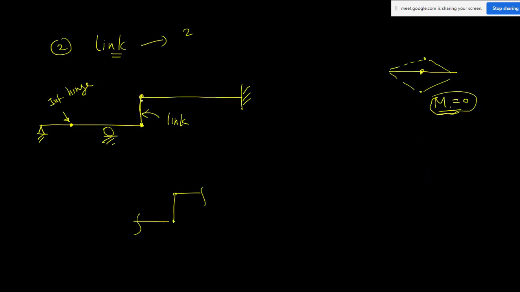So what is the effect of a link? I will explain the concept of a link. A link means this kind of member. The internal hinge cannot transfer moment, it is free to rotate, so it cannot transfer moment from one member to another. The link can transfer only vertical reaction, vertical force.